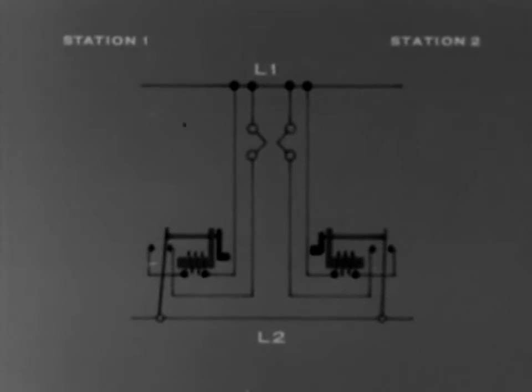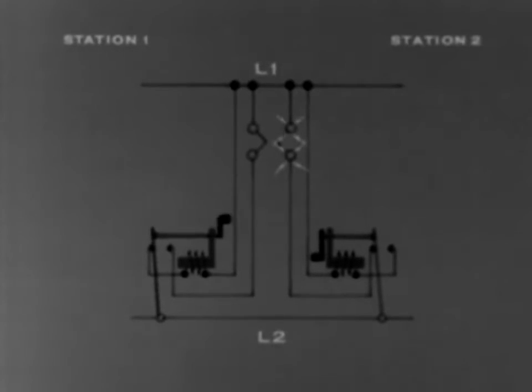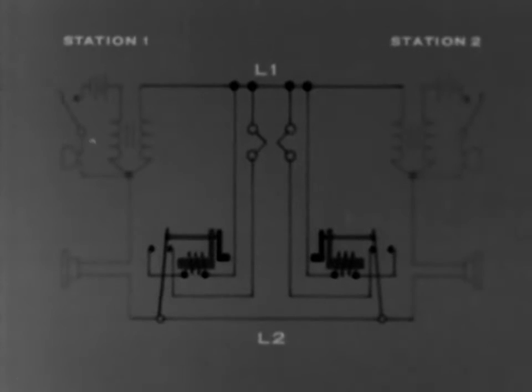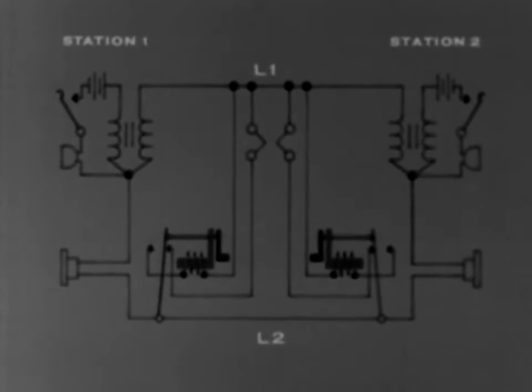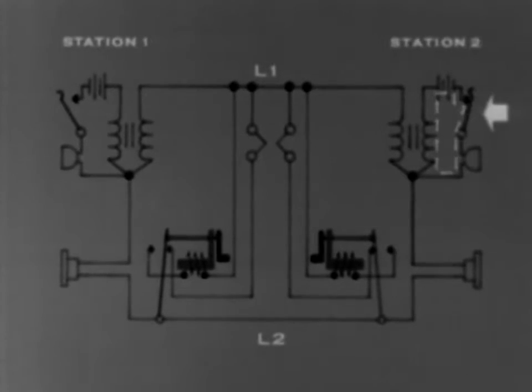Our ringing circuit allows station 2 to signal station 1, and vice versa. And our talking circuit allows station 1 to talk to station 2. And vice versa.